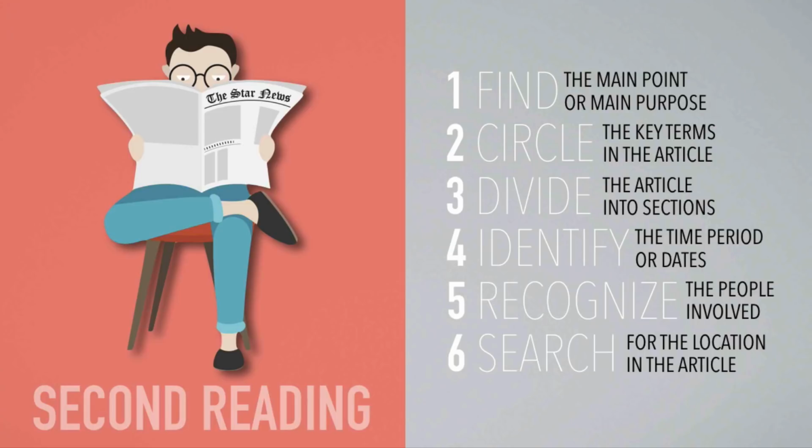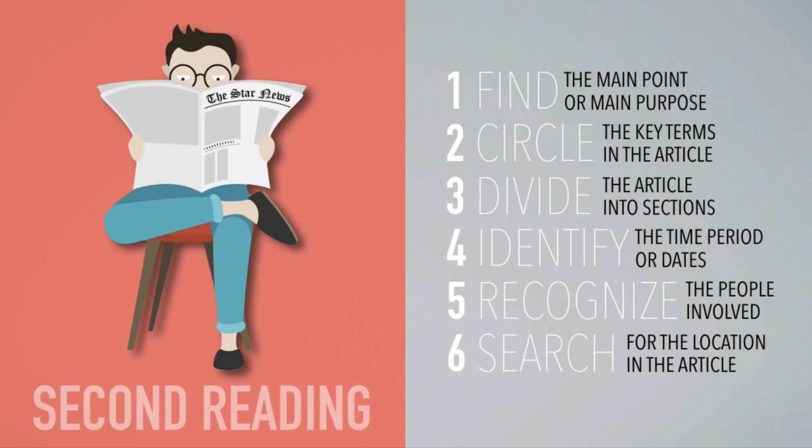Number 3, divide the article into sections. Remember, you're trying to organize the information even before you start writing. Okay? So, section 1, section 2, section 3, blocks of information that are similar to each other.